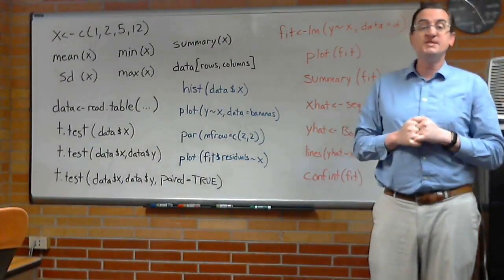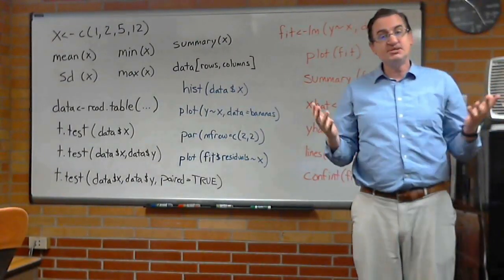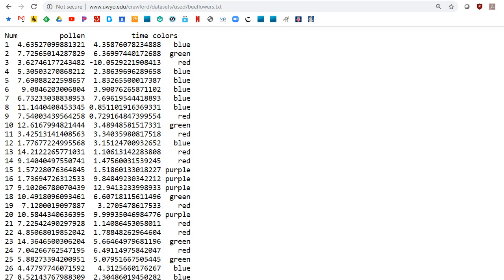You might could have guessed the movie even before you saw this video based off the title. We are going to work with an apiologist. What do apiologists study? They study bees. So this is the bee flowers data. We have how much pollen the bee had, how much time it spent at the flower. There's also a column here for the color of the flower, which you are not required to use, although you should at least notice that it's here.